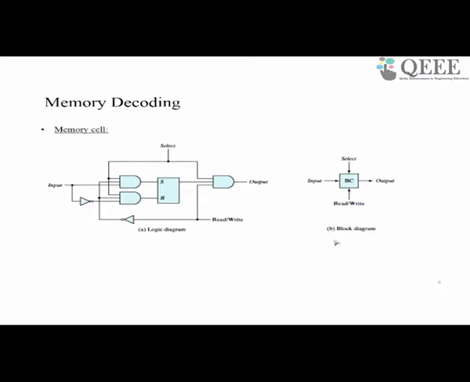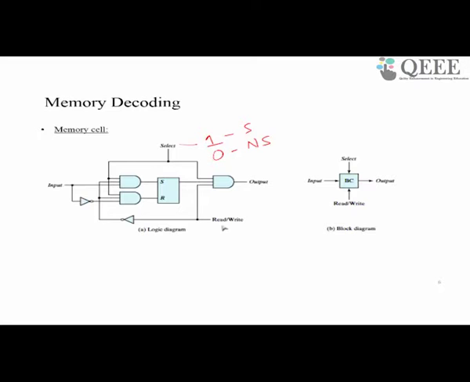We can make use of an SR or the set reset flip-flop to store a bit. So here is a memory cell which stores a bit using an SR flip-flop. It has the following control lines. One is the select control line. Only when the select control line is 1, the memory will be selected. If it is 0, then the memory will not be selected.